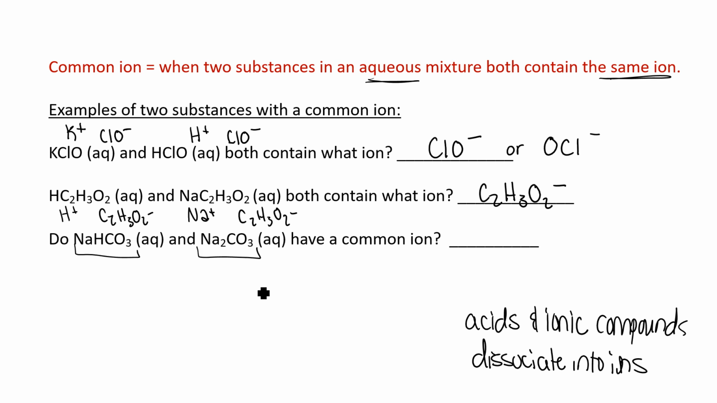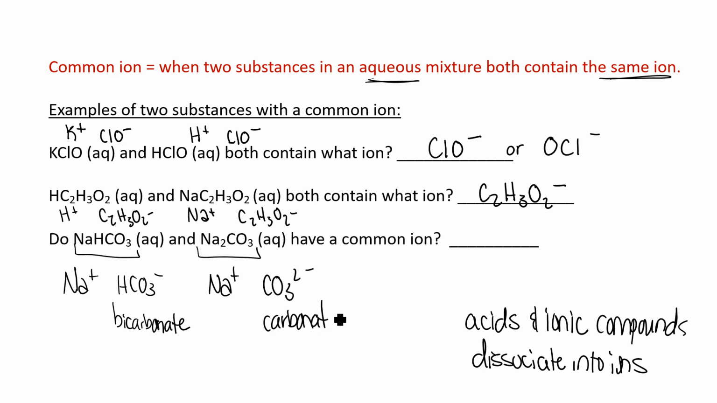These two substances look very similar. They both have a CO3, but if I break them apart into their ions, this is sodium and HCO3-. This is the bicarbonate ion, if you're curious what the name is. And then this is sodium, and then this is CO3 2-. This is the carbonate ion. So these two actually do not have any ions in common. So we just want to be careful when we're looking for these common ions and make sure, do they actually have an ion in common or not? All right, so now we've established what a common ion is.